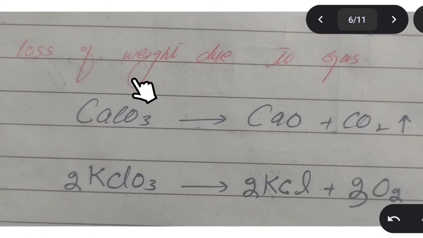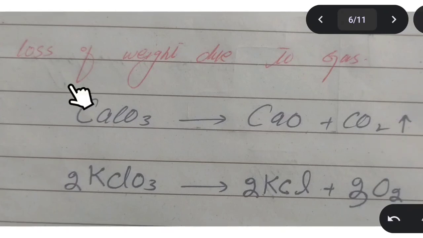Next, how is mass lost due to gas? When calcium carbonate is heated to the decomposition temperature, it changes into calcium oxide and carbon dioxide. Calcium oxide is present in the solid form and carbon dioxide is present in the gaseous form. So carbon dioxide will escape the system.